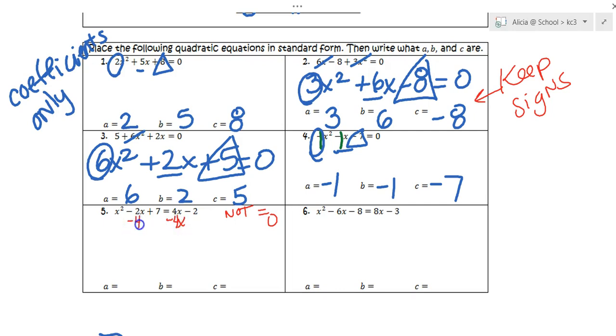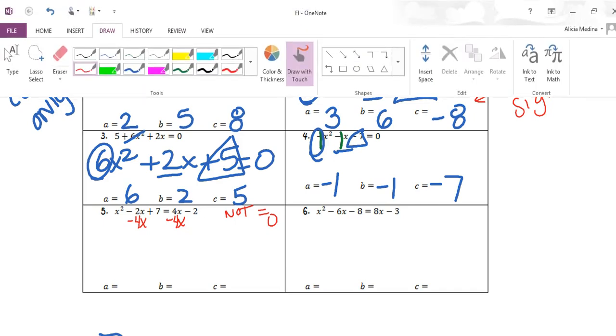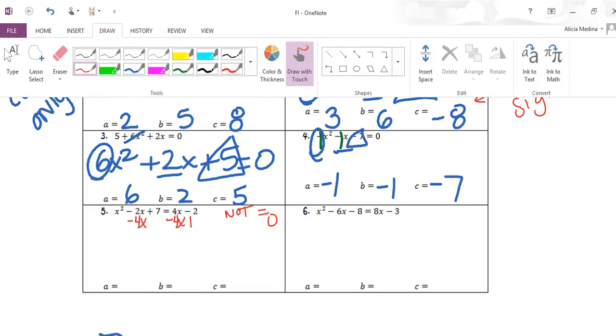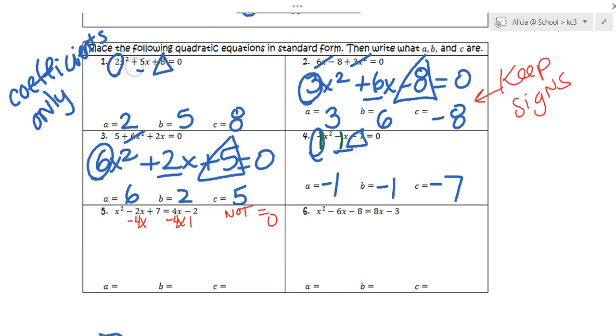And I'm going to line that up with its like term. X and x are like terms. Right? So when I subtract that over, that goes over to the other side. I also have to make sure that this 2 gets moved over by doing the opposite operation, which is add 2. Right? We're subtracting it, so the opposite is a negative. The opposite of a negative is a positive, so I'm going to add 2.